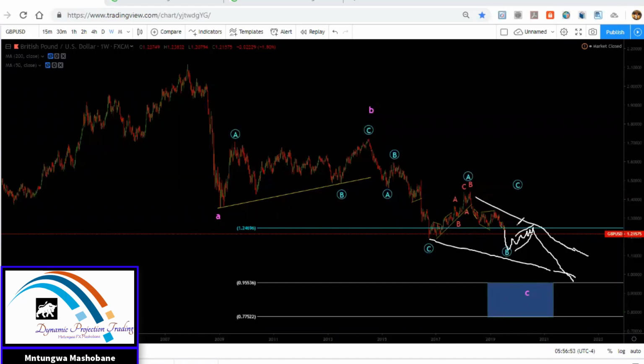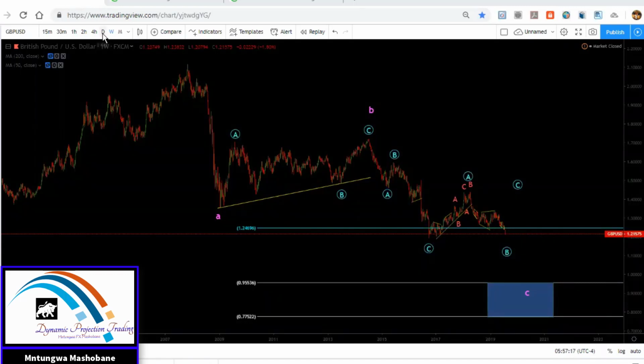If it gives us an ending diagonal, it will give us a very beautiful zigzag over here, because it has been falling 1, 2, 3, 4, 5 over here, and it can also start to give us the 1, 2, 3, 4, and a 5 over here, which is going to be our ending diagonal.